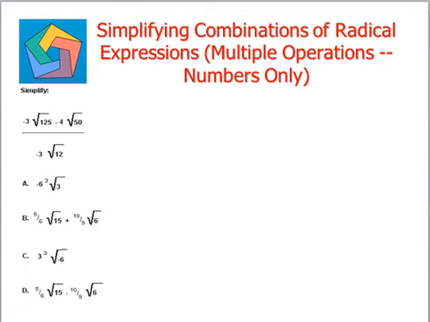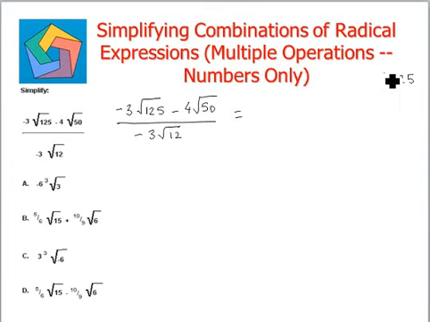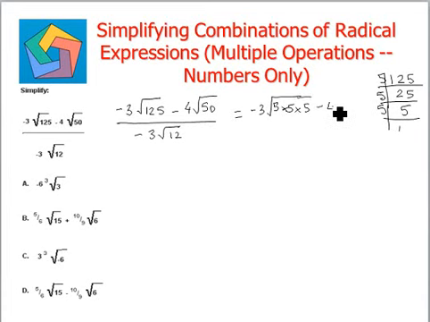Here we are given: simplify negative 3 root of 125 minus 4 root of 50, divided by negative 3 root of 12. So this can be factored as, let's see how we can factor 125. This goes into 5, 25, 5 times 5 and 5 times 1. So this is negative 3 root of 5 times 5 times 5, minus 50 which can be written as 5 times 5 times 2. In the denominator we have 12 in the radical, so this can be factored as 2 times 2 times 3.